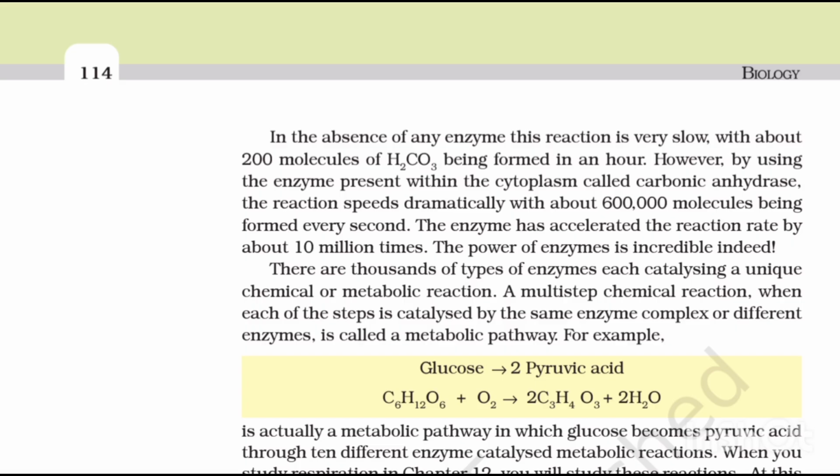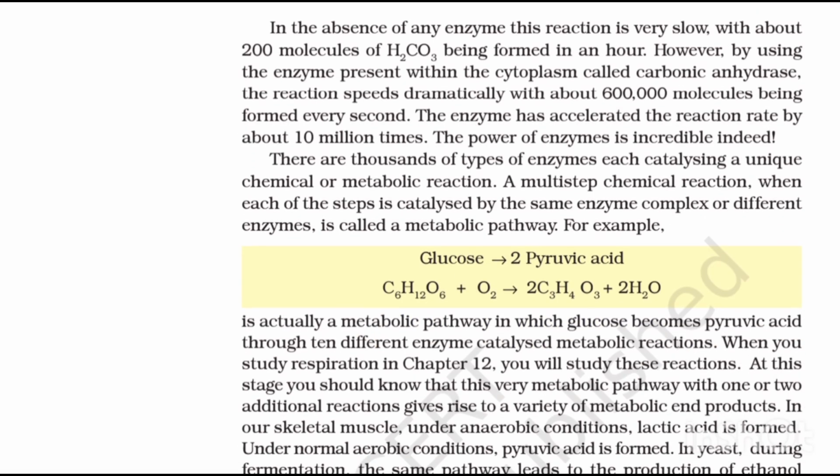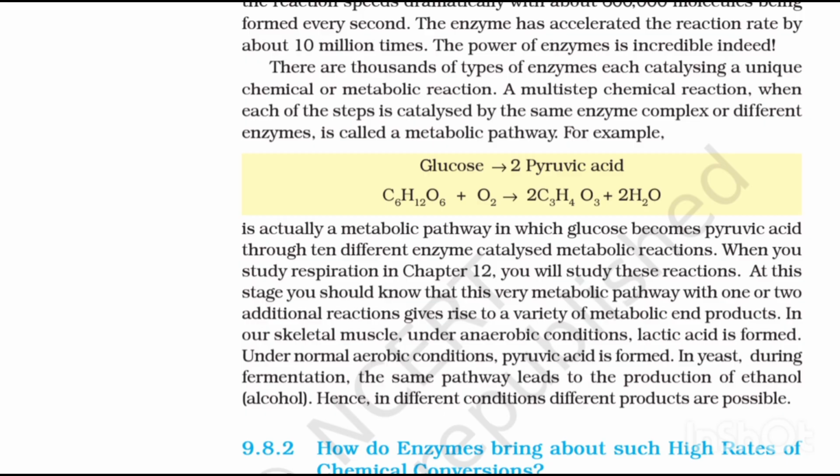A multi-step chemical reaction, when each of the steps is catalyzed by the same enzyme complex or different enzymes, is called a metabolic pathway. For example, glucose gives 2 pyruvic acid. C6H12O6 plus O2 gives 2C3H4O3 plus 2H2O is actually a metabolic pathway in which glucose becomes pyruvic acid through 10 different enzyme catalyzed metabolic reactions. When you study respiration in chapter 12, you will study these reactions.